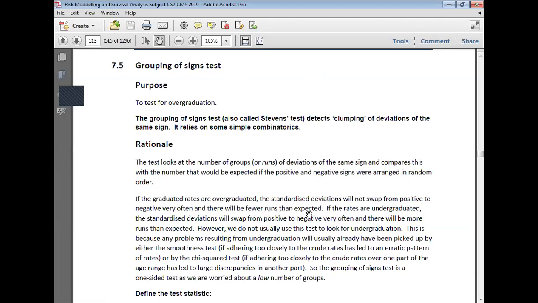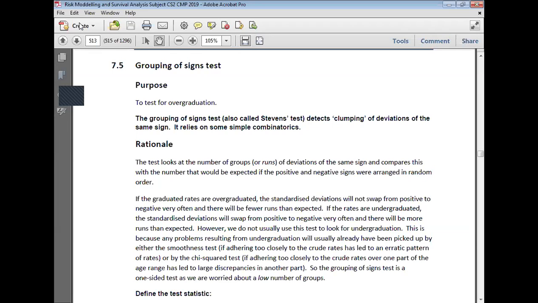So if there are very few runs, then I know that I have overgraduated. And if it frequently switches between positive and negative and fluctuates a lot, then I know that I'm looking at undergraduation. So again, this is going to be a one-sided test because we are only worried if we have a lower number of groups. If we have a larger number of groups, it doesn't matter. All we care about is that there shouldn't be too few groups.